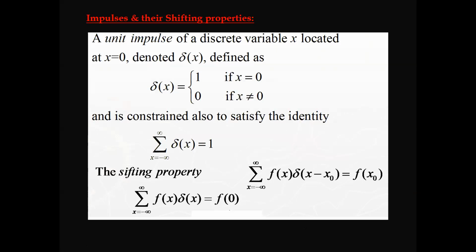A unit impulse of a discrete variable x located at x equal to 0 is denoted as delta of x, which is equal to 1 if x equal to 0 and equal to 0 if x not equal to 0. It also satisfies the identity summation x equal to minus infinity to infinity delta of x equal to 1. The discrete impulse signal also satisfies the shifting property: summation x equal to minus infinity to infinity f of x into delta of x, which is equal to f of naught. Similarly, summation x equal to minus infinity to infinity f of x into delta of x minus x naught equal to f of x naught.